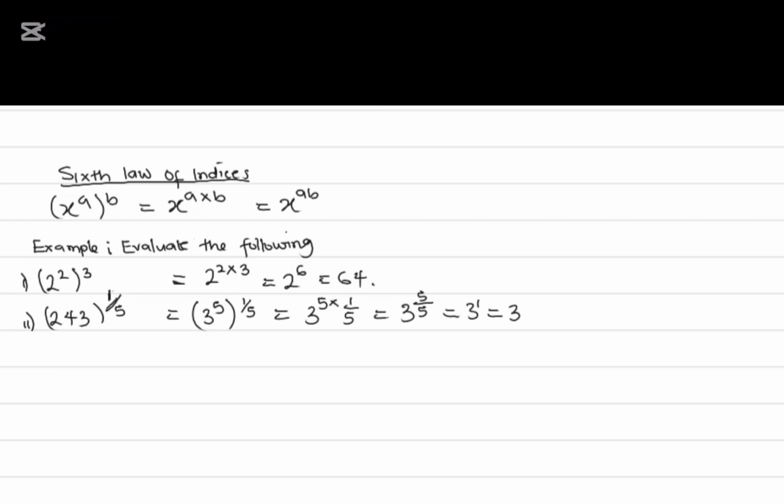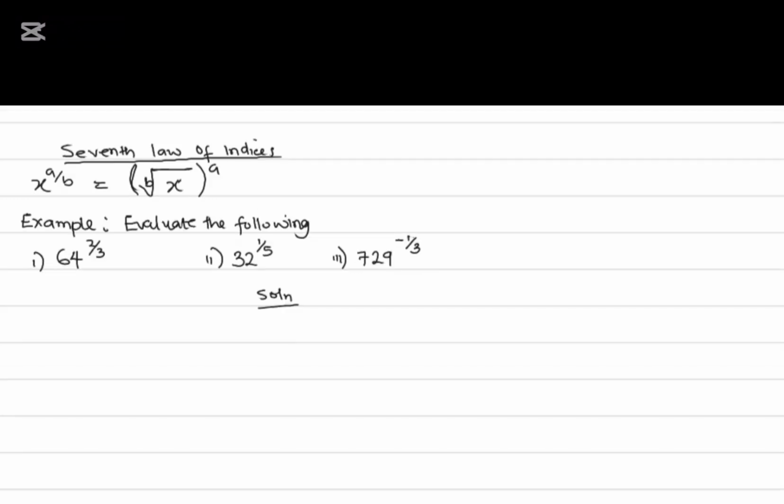Let's look at the seventh law, and that happens to be the last law we'll be considering. So the seventh law says that x raised to power a over b can be written as the b root of x, all raised to power a. That's what the seventh law is.